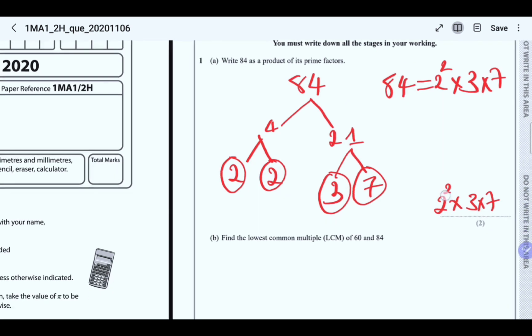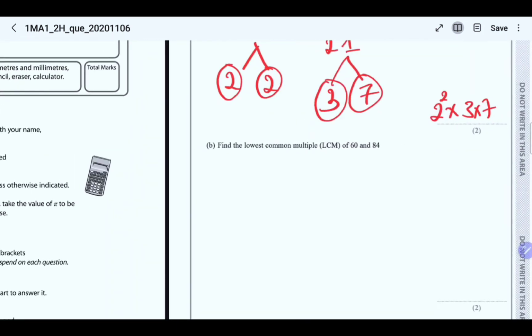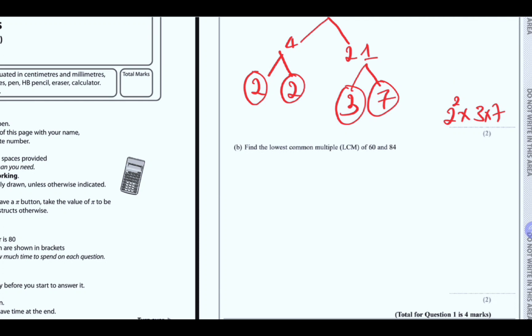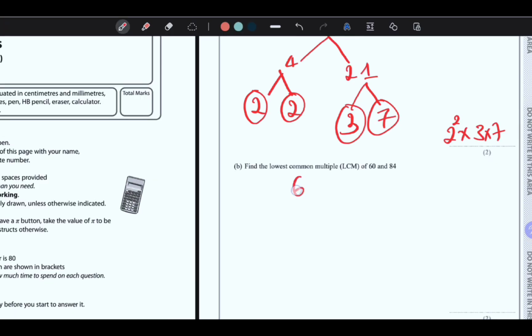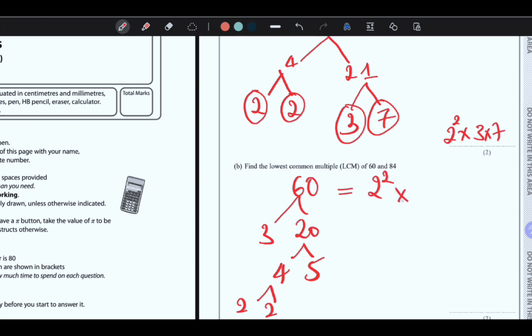Question number 1b. Find the lowest common multiple of 60 and 84. So I'm also going to need to find the factor tree of 60, write it as a product of its prime factors as well, and then compare. So we'll go ahead and break 60 down into 3 and 20, and that'll be 4 and 5. So this would also be 2 times 2. So 60 can be written as 2 squared times 3 times 5.